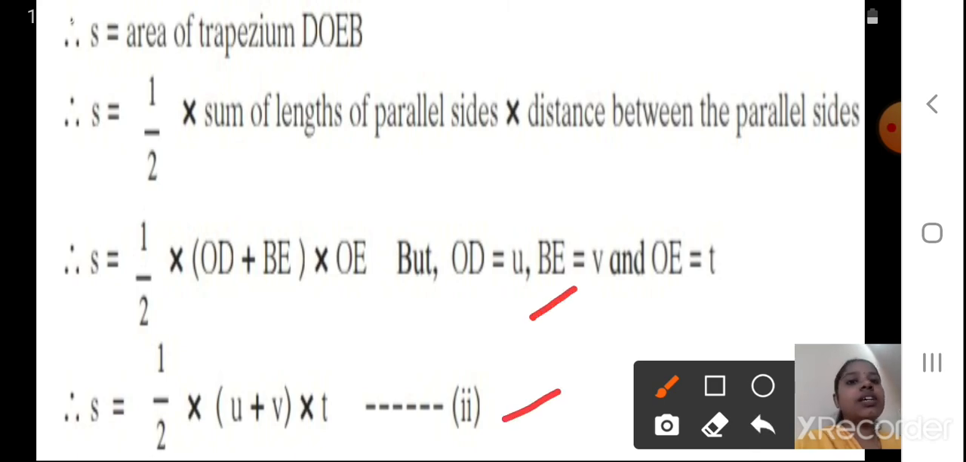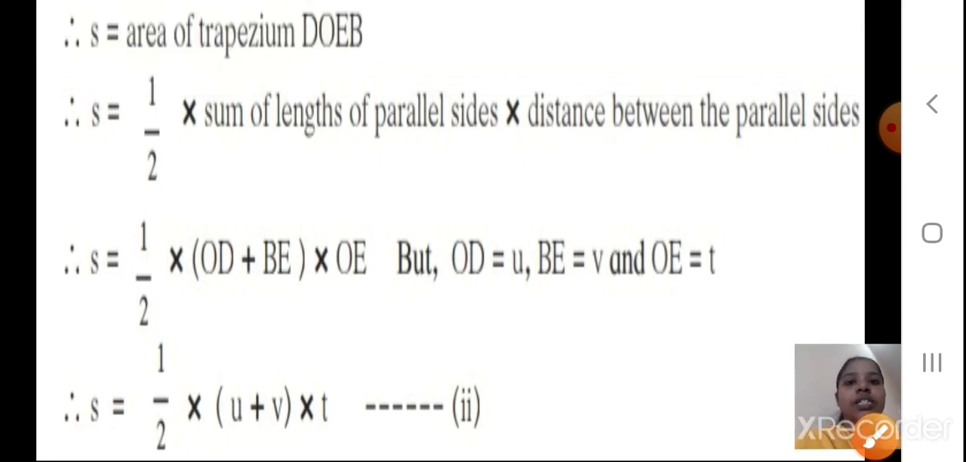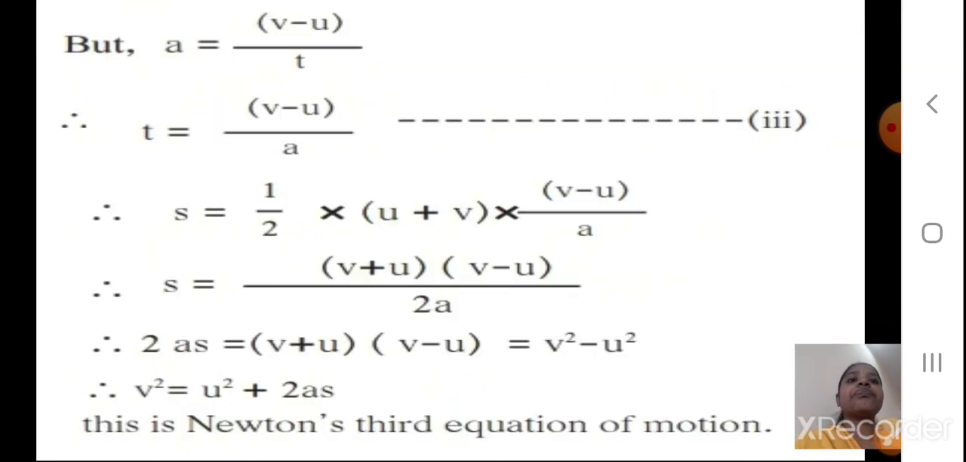Okay, students, is it clear till here? How we have done these values, have you understood? Now, you know A is equal to V minus U upon T. You know this formula. Now if I want to find T, it will become V minus U upon A. Therefore S is equal to half U plus V multiplied by V minus U upon A. Now how did it come?